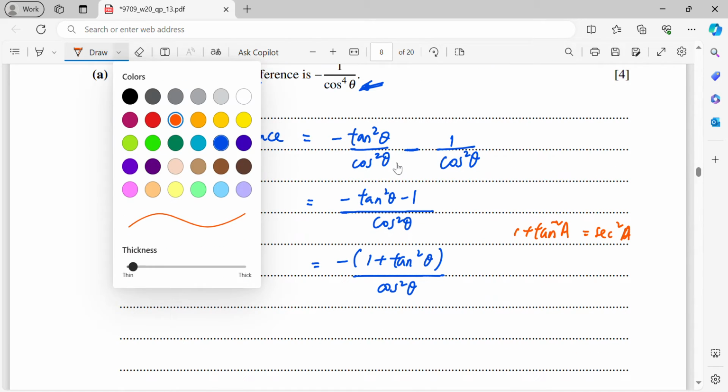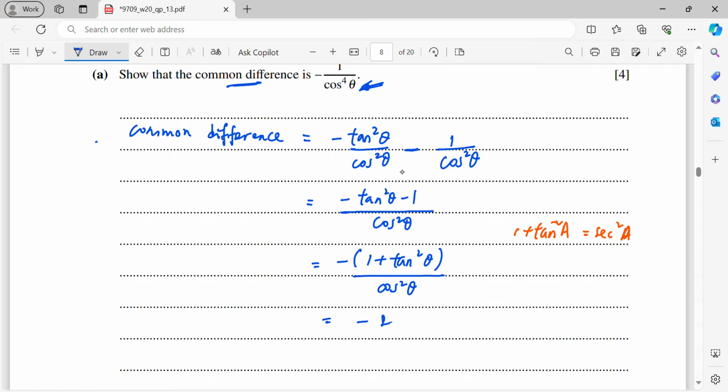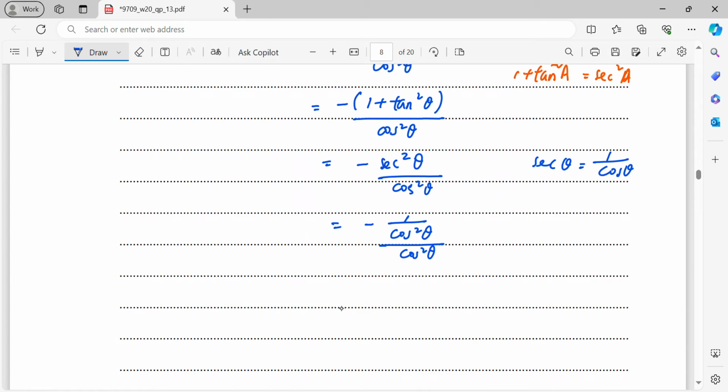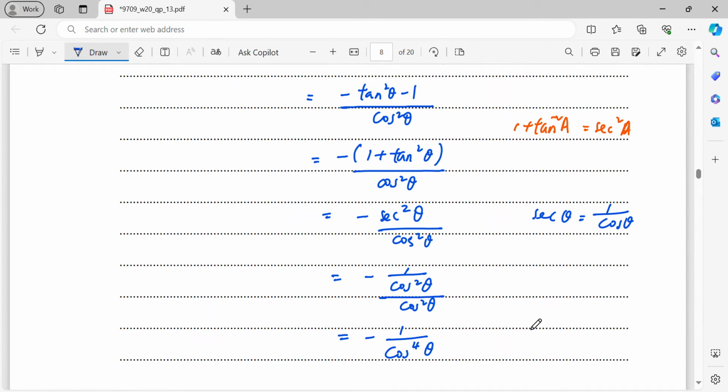So now I will change the numerator into negative secant squared theta over cos squared theta. So the secant is basically 1 over cos, right? That means now here you get negative 1 over cos squared theta divided by cos squared theta. Therefore, you are getting negative 1 over cos to the power 4 theta. This is the first method.